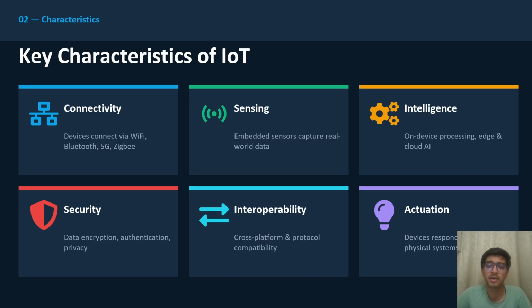Fifth, interoperability means different brands and protocols must work together. And finally, actuation. IoT doesn't just observe, it acts. A smart thermostat doesn't just read a temperature, it adjusts automatically.